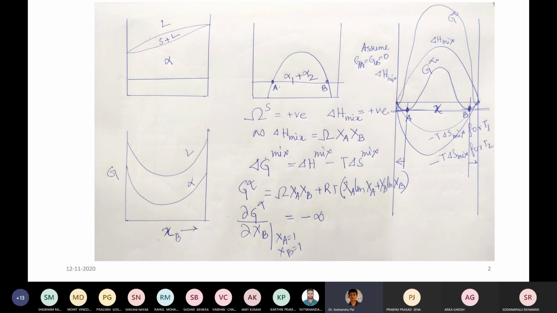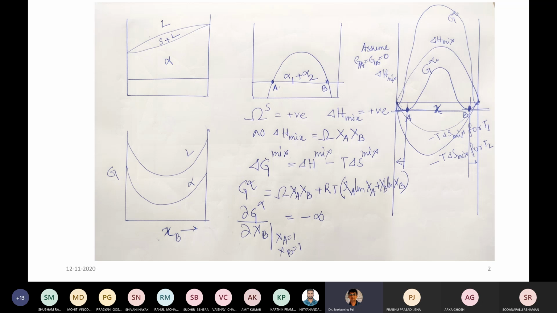and that actually is the slope of the free energy curve as a function of temperature, whatever the omega value is. However large positive or however large negative it is, it is bound to be negative. That del G by del XB or del G by del XA is bound to be negative. It is minus infinity. Because of that, on both sides of the free energy diagram in terms of composition, the free energy forms a lower side, because of the negative slope of minus infinity towards this end.